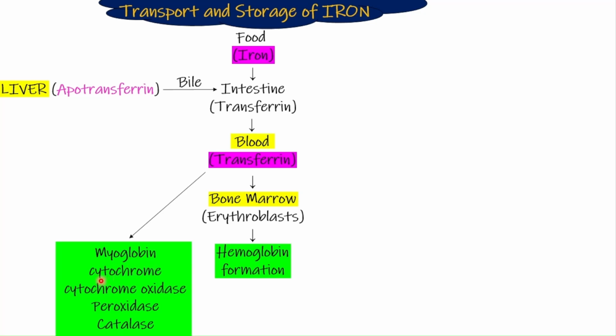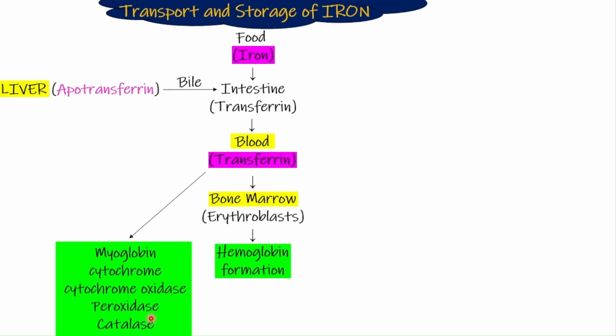As hemoglobin is an oxygen carrying protein in the red blood cells, myoglobin is the oxygen carrying protein in the muscles. Then we have cytochrome and cytochrome oxidase. Iron is also utilized to form cytochrome and cytochrome oxidase, which are involved in the electron transport chain, which we have read in the mitochondria, in the chemiosmotic mechanism of ATP production. Then we have peroxidase and catalase. These are enzymes. Peroxidase is an enzyme involved with the oxidation of things, whereas catalase keeps a check on the process of oxidation so that it remains in a balanced form.